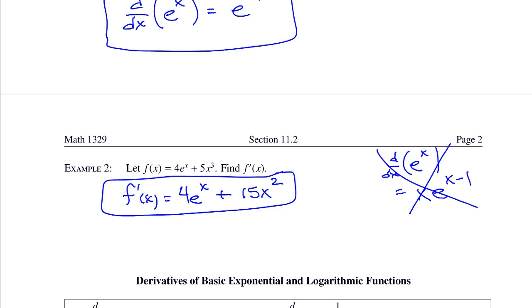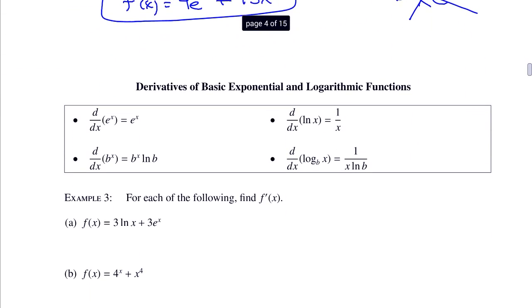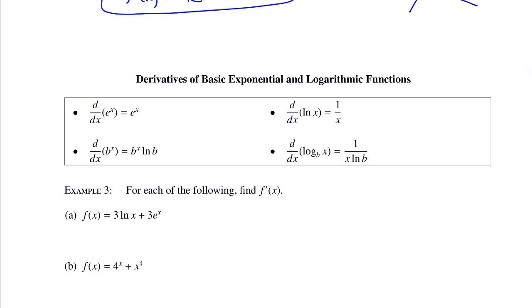All right, so here are the other basic derivatives for exponentials and logs. The derivative of e to the x is e to the x. The derivative of b to the x, where b is just any number that we want, it could be a 2, a 12, a 46, doesn't matter, is b to the x times the natural log of that base, b.